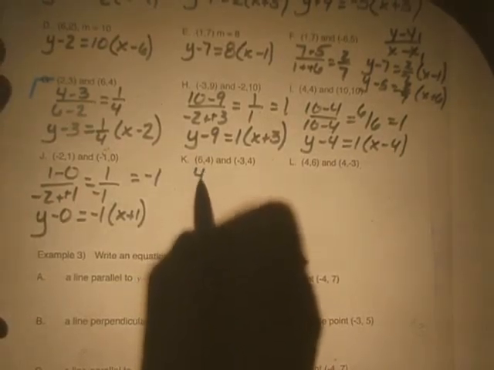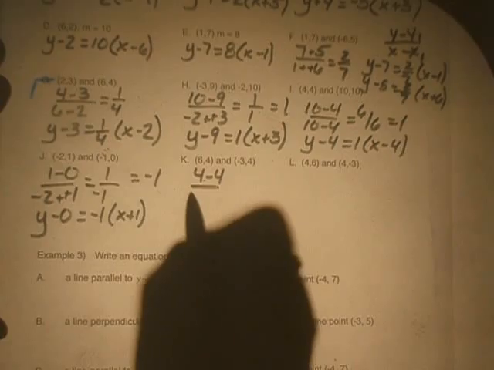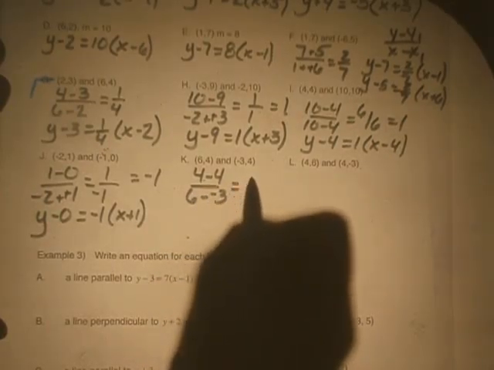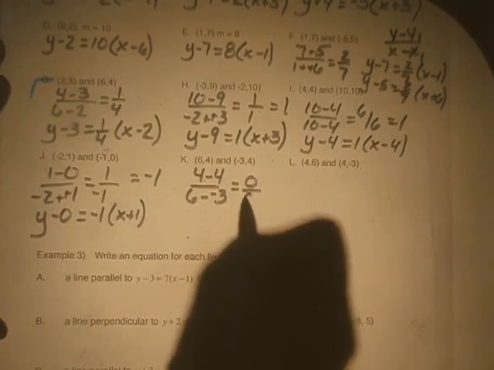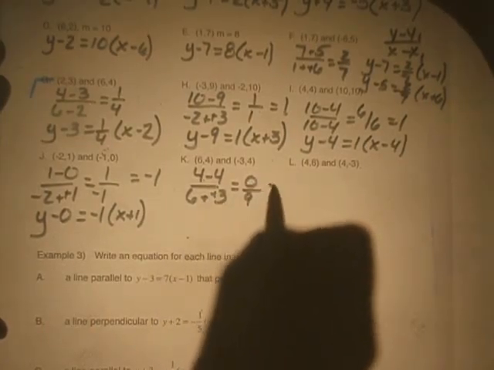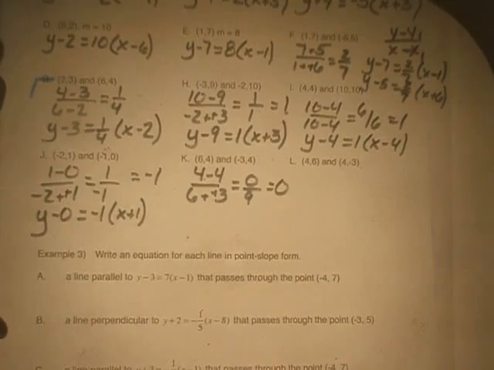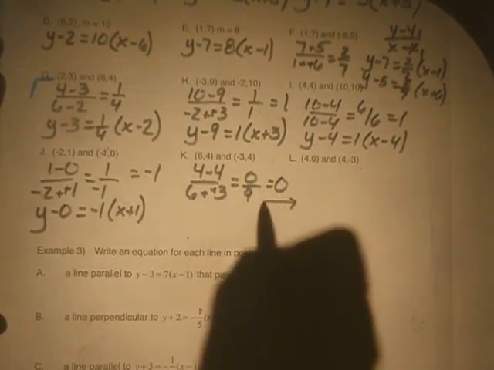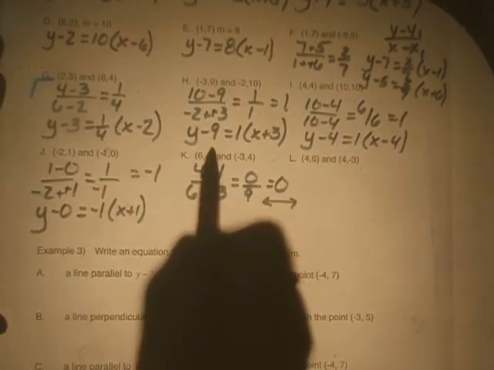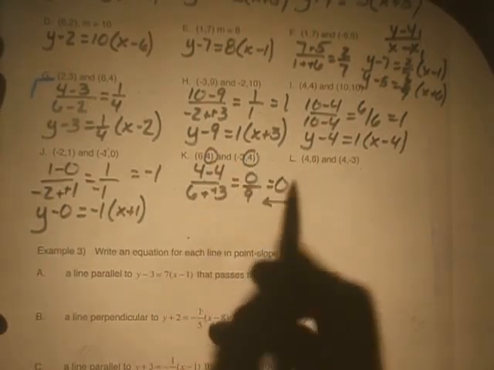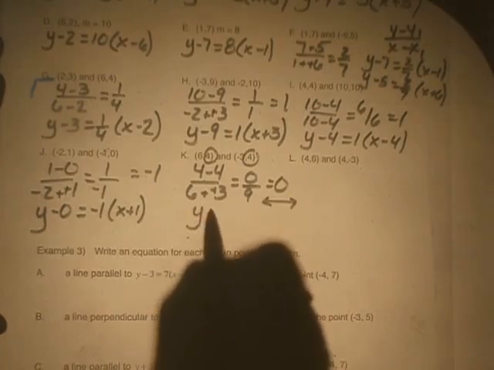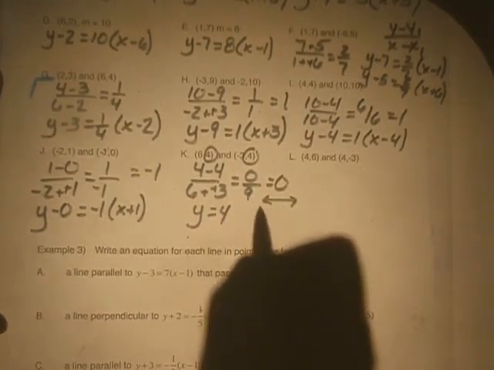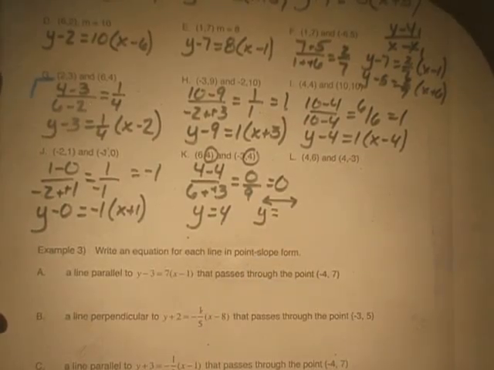Letter K, 4 minus 4, 6 minus a negative 3 becomes 0 over 9. Slope of that line is 0, which means it's a horizontal line like this. And the equation of that line is actually y equals 4. Horizontal line has the equation y equals.